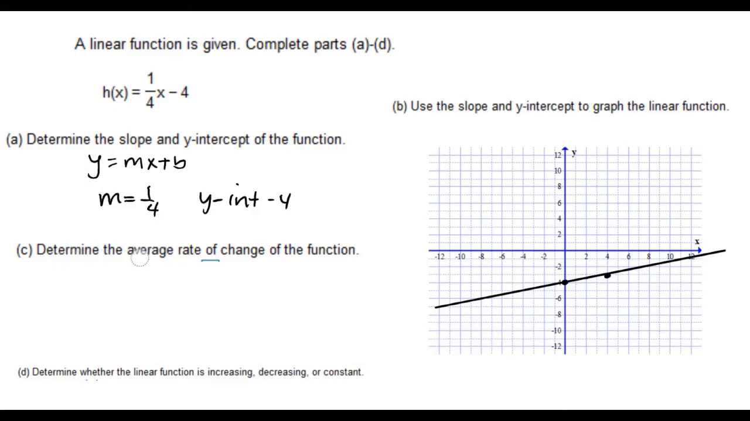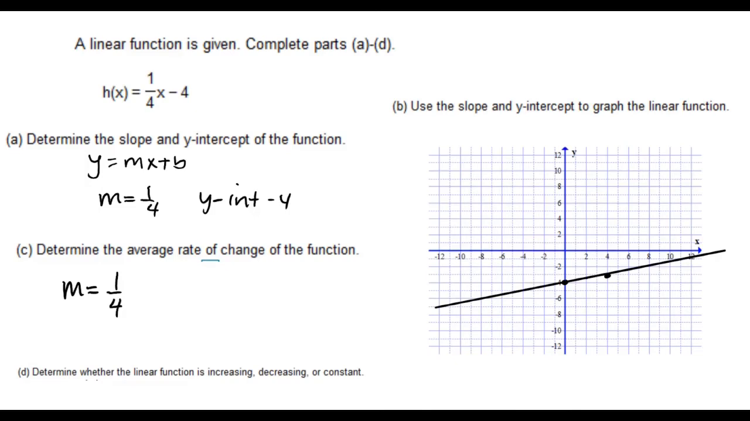Then we want to determine the average rate of change of the function. So there's a theorem that says if you have a linear function, then the average rate of change is the slope. So the average rate of change is the slope, which is 1/4.